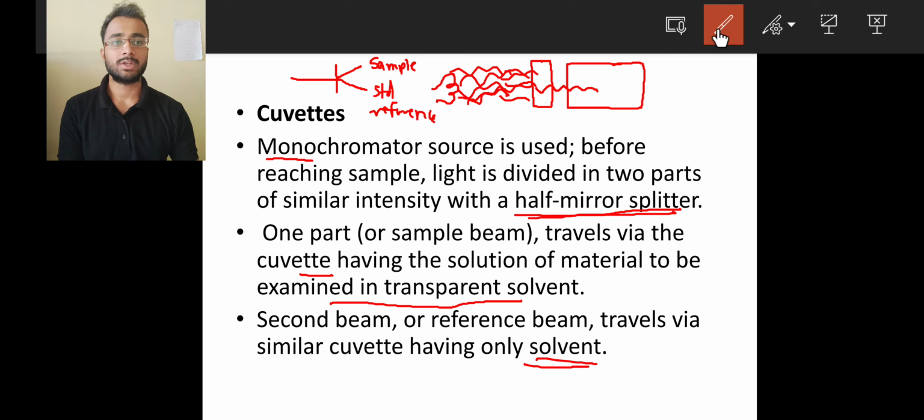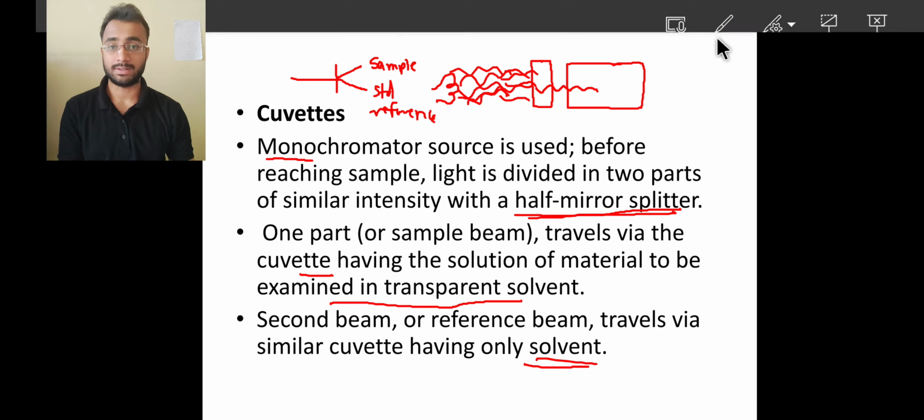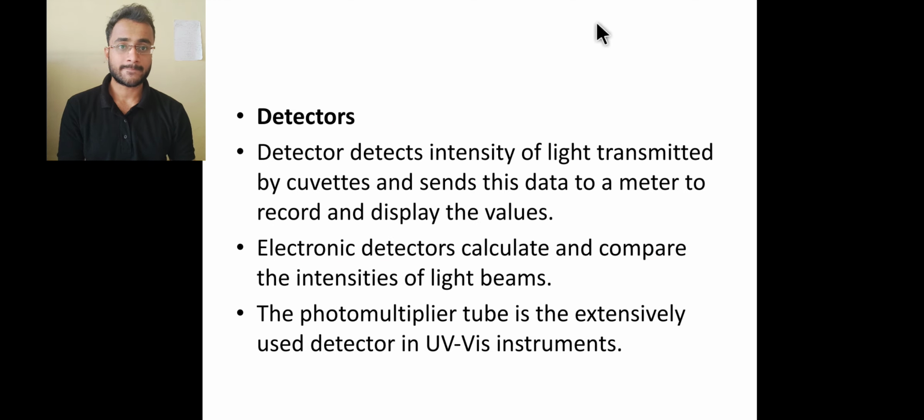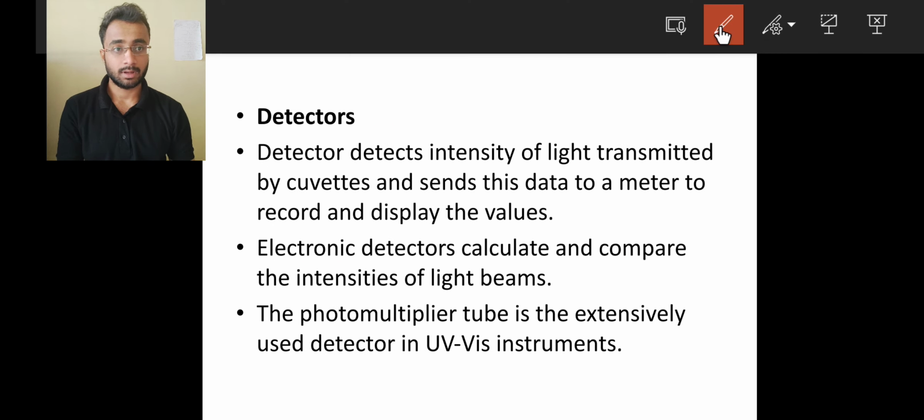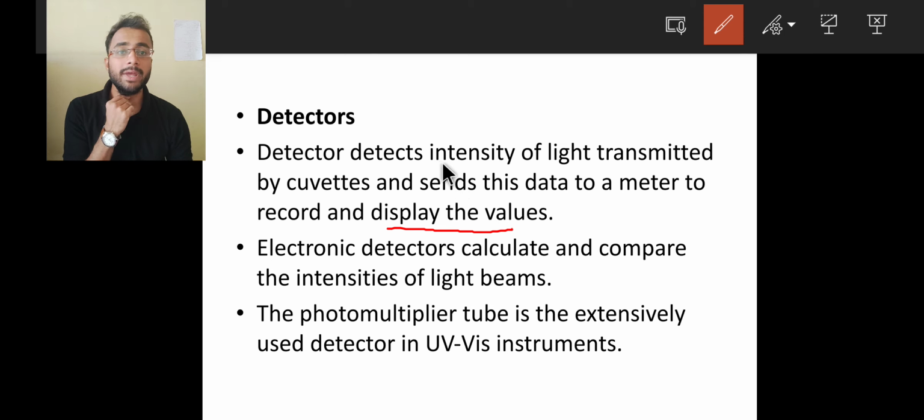So this is the case for cuvettes, and cuvettes are made of quartz glass. Next one, detector. The detector will detect our transmitted wavelength. Detectors detect the intensity of light transmitted by the cuvette and send this data to a meter to record it and display the values. What will the detector do? It will measure the intensity of transmitted light.